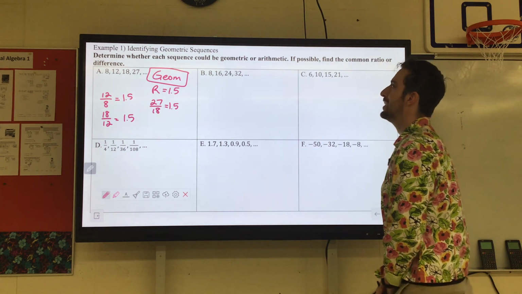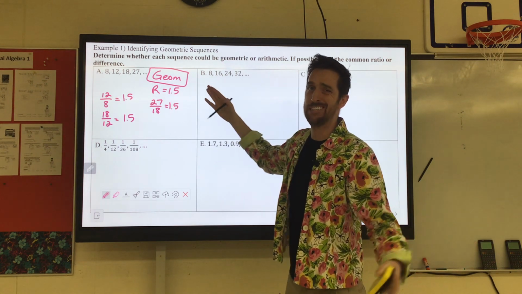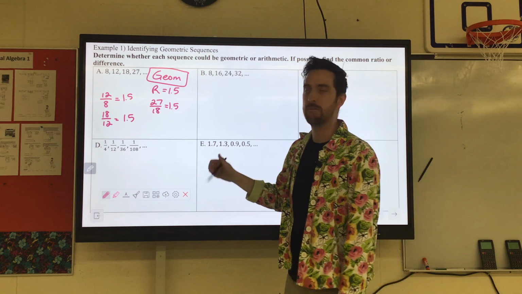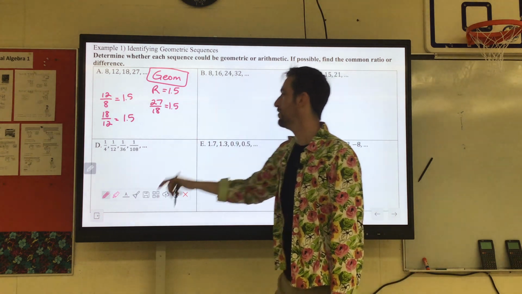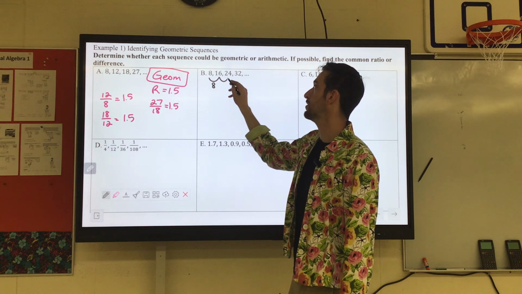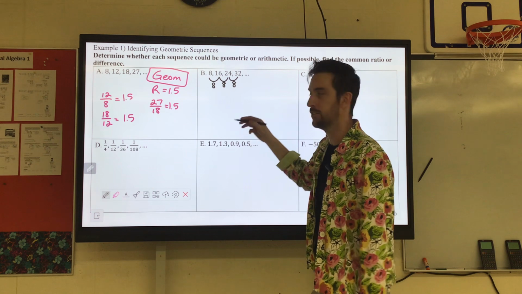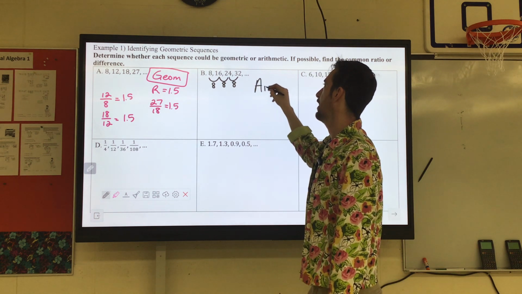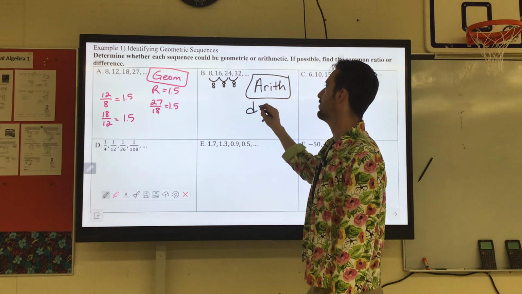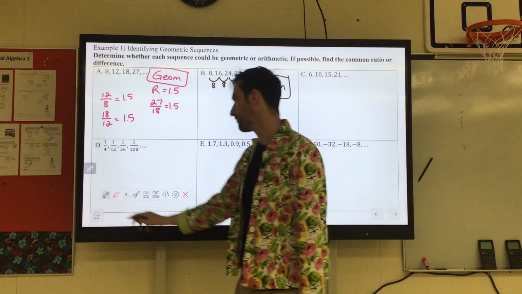Look at B. 8 to 16, you're like, times 2, I'm on a roll. 16 times 2, 20. Oh. So we're not multiplying by the same amount, but are we adding the same amount? I don't know. 8 plus 8 is 16, plus 8 is, oh yeah, so we are adding each time. Arithmetic, and our common difference here, we are adding 8 as we go down the line.